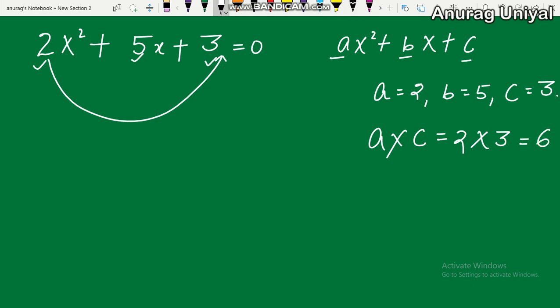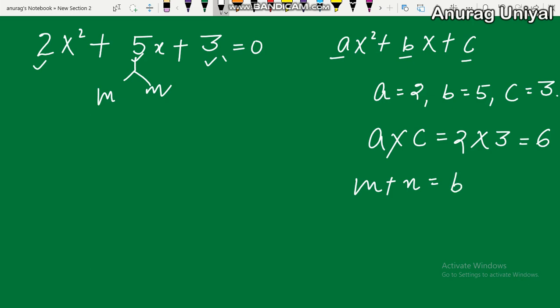Now you have to break this 5 into parts such as m and n. When you add these m and n, you should get the middle term, that is b, which is equal to 5. But when you multiply these two terms, m and n, it should be equal to a into c, which is equal to 6.